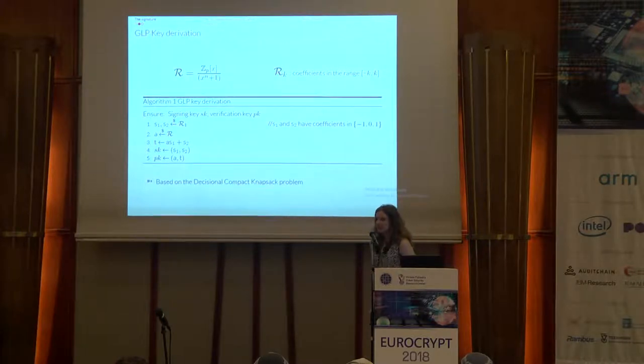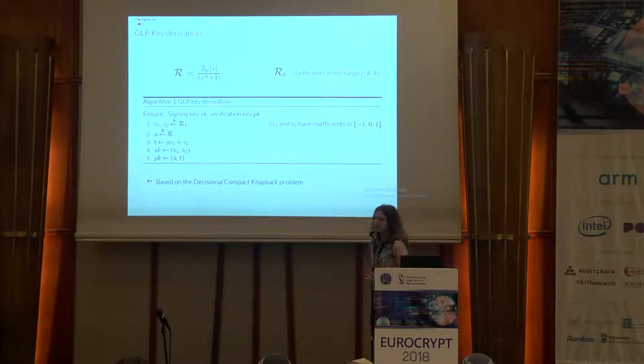The key derivation is really easy. It has five steps. The first step is to derive the secrets S1 and S2, which have small coefficients, so they are in R_1, with coefficients in -1, 0, 1. Then we derive A, which is in the big ring R, so it's a public value. And we derive T, which is A S1 plus S2. Finally, the secret key is (S1, S2), and the public key is (A, T).